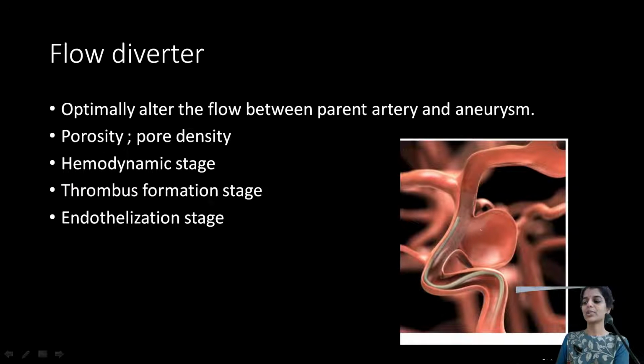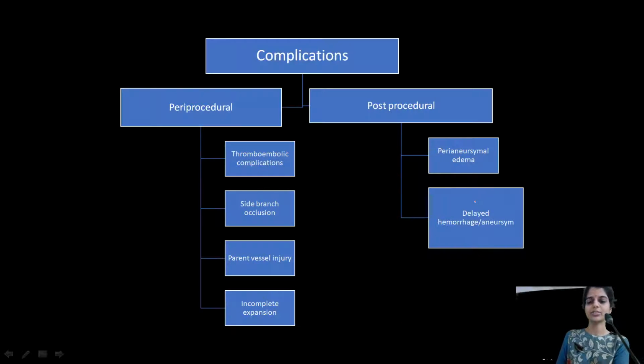Thrombus formation stage: because of stasis within the aneurysm, it will promote thrombus formation within the aneurysm. And also the endothelialization stage. These flow diverters act as a scaffold, and there will be neoendothelialization over these walls. The physical, physiological, and biological properties are the same, and the flow diversion depends upon the porosity and the pore density of the flow diverters, which differ.